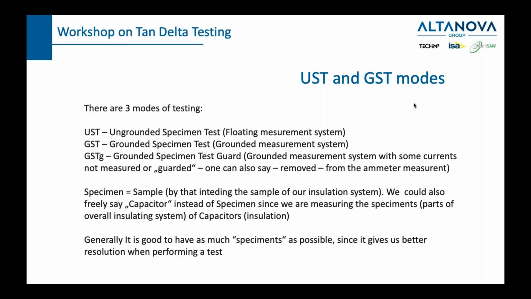We could also say capacitor, because you saw that we don't have one measurement for tan delta. We have CH, CHL, CL. We have a minimum of 3 measurements. So there are at least 3 parameters describing this particular transformer. So what we are saying here is instead of specimen, we can also say capacitance. And also, the good thing is to have as many specimens as possible, because when we do certain tests, we can focus and zoom in on a certain part of insulation and understand where the problem is, and that can help us in understanding how to fix the transformer afterwards.